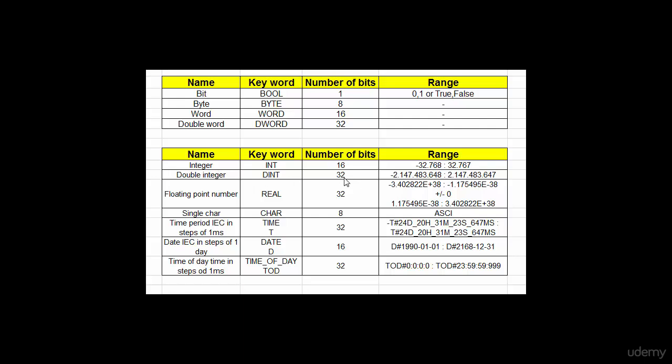Double integer, as the name says, is double, so it needs twice as many places as integer, and of course we can write a bigger value. If we want to write a real value, so we want to have a more accurate value with some 3 point something, you can see that it goes even to the power of 38, and plus minus 0, and on the right side it is also a very big value.